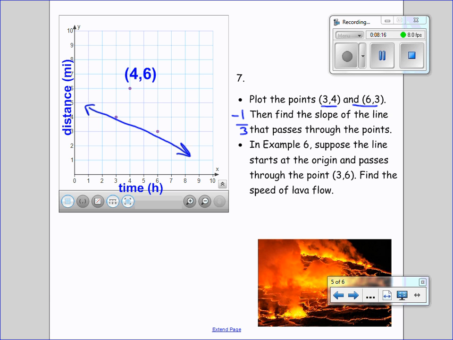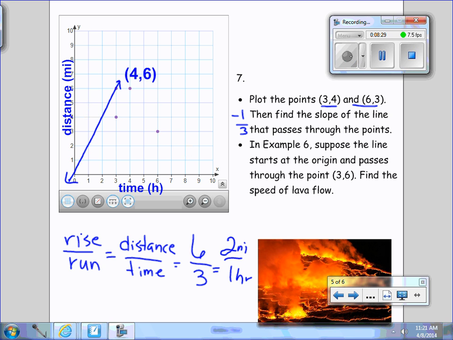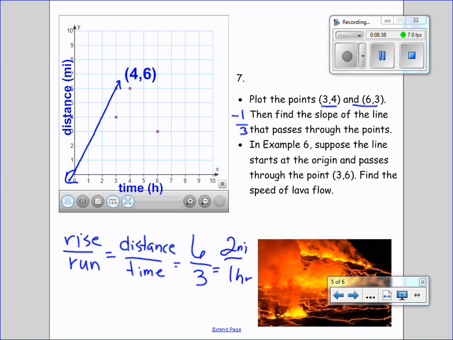Okay? In example 6, when we were talking about the previous lesson, we were talking about lava flow. Suppose a line starts at the origin and passes through the point 3, 6. Find the speed of the lava flow. What do you do? So in example 6, we said, suppose that the line starts at the origin and passes through the point 3, 6. Now, as you can recall, this is our origin. And it passes through the point 3, 6. So I'm going to go 3 and 6. And I plotted this point right here.